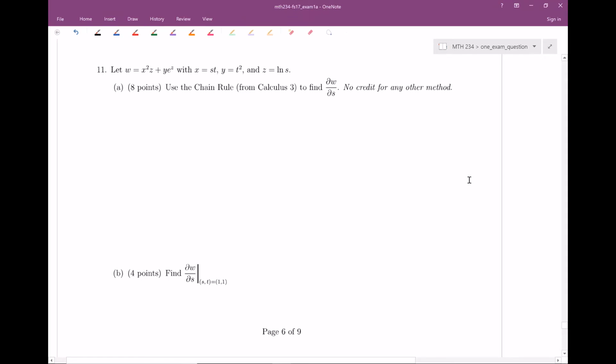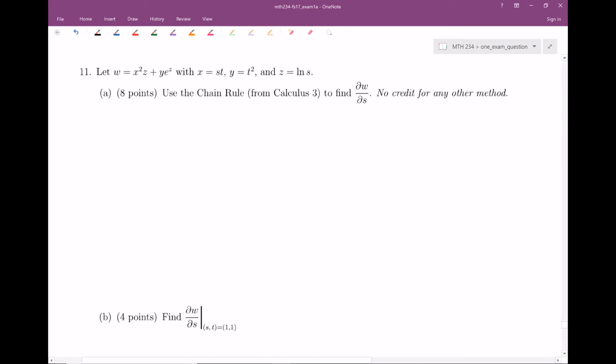All right, welcome everyone. Here is a 14.5 exam question. We're here in an exam from fall 2015. This is problem number 11. Remember, 14.5 covers the chain rule. So we're interested in the chain rule here.